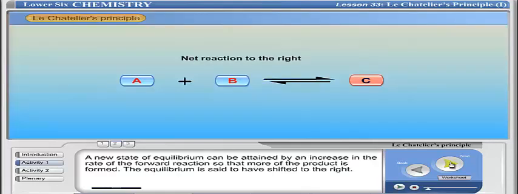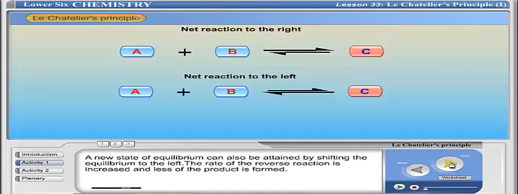A new state of equilibrium can be attained by an increase in the rate of the forward reaction so that more of the product is formed. The equilibrium is said to have shifted to the right. A new state of equilibrium can also be attained by shifting the equilibrium to the left. The rate of the reverse reaction is increased and less of the product is formed.